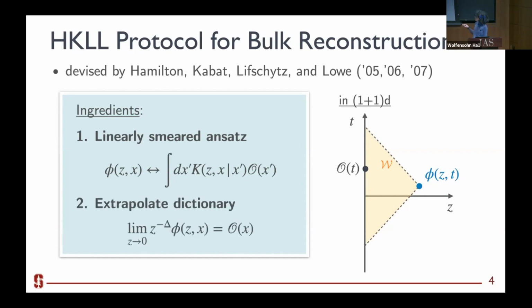The second main ingredient for HKLL reconstruction is the extrapolate dictionary, which essentially tells you how your bulk field should behave as you approach the boundary. In particular, if you have a CFT boundary theory, and you take your bulk field and scale it by z to the minus delta, where delta is the conformal dimension of the boundary operator of interest, as you take the coordinate z to 0 at the boundary, you should precisely recover the boundary conformal operator. This is how the boundary data enters and allows you to find the kernels.